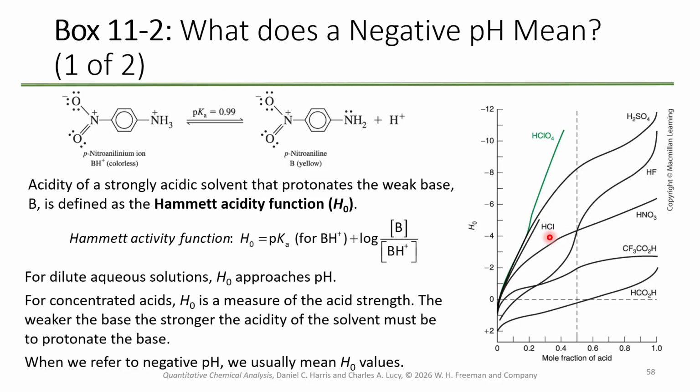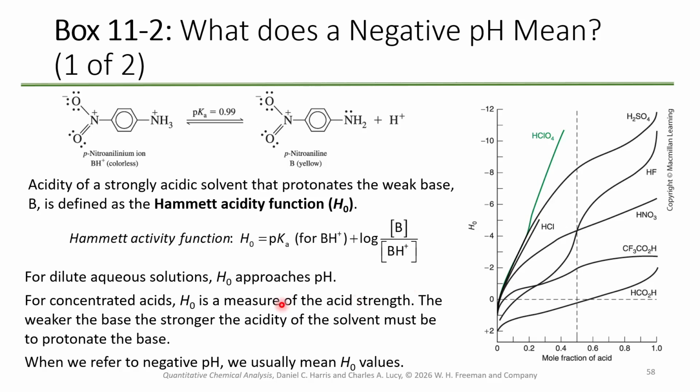Okay. Now, the acidity of a strongly acidic solvent is going to protonate the weak base. This is actually called the Hammett acidity function, H0. H0 equals pKa, that'll be the pKa for the BH+ form, plus the log of B over the BH+ form. Notice that it's essentially a derivative of the Henderson-Hasselbalch.